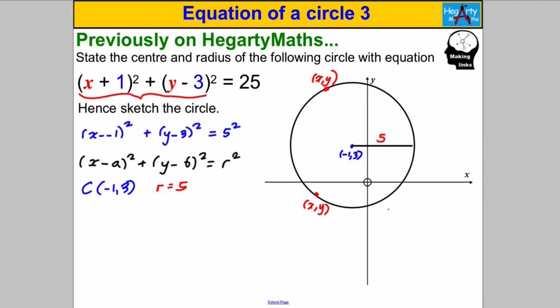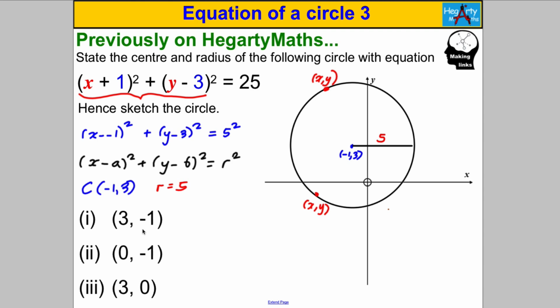Now, what if I gave you the following problem? I gave you three coordinates: (3, −1), (0, −1) and (3, 0). And I said to you, do they lie on the circle? Are they outside the circle? Or are they inside the circle? You could just sketch it and see if you could work that out, but that's not going to be accurate. It'll be hard to see for sure whether that's inside or outside the circle. So you want an algebraic way of doing this.